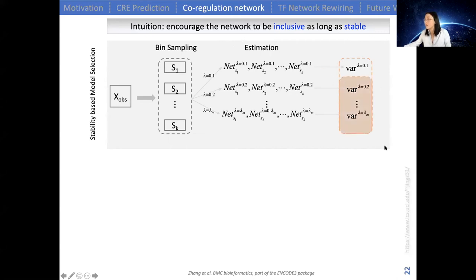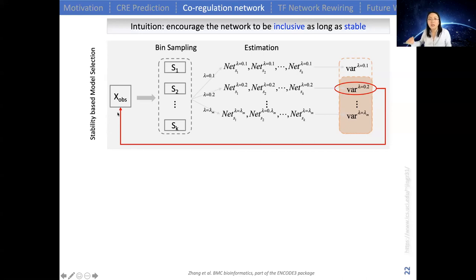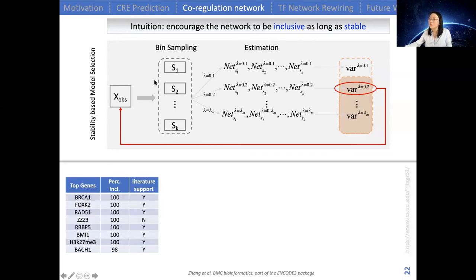And we set a threshold. For example, we think all these orange regions are stable enough, and we'll select the smallest penalty to be used in the original estimation. So the intuition behind this is we try to encourage our network to be as dense as possible, so we go over all possible combinations, as long as the network estimation is stable enough. So we include this model selection process in our DINER model and apply it on leukemia samples.